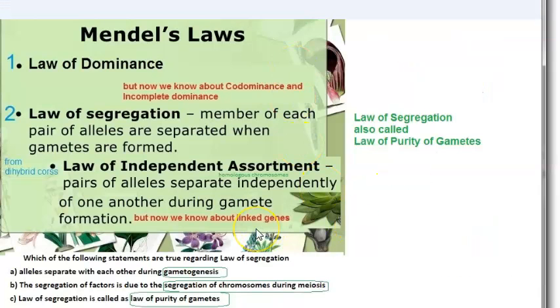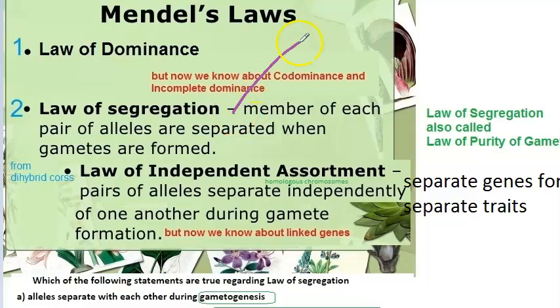After studying that, he came up with some laws. He gave the law of dominance, the law of segregation, and the law of independent assortment. So 3 things he has come up with. Let us see the 3 laws.